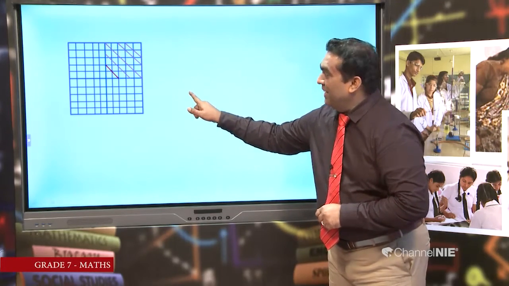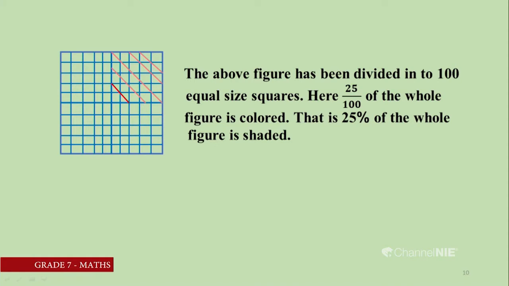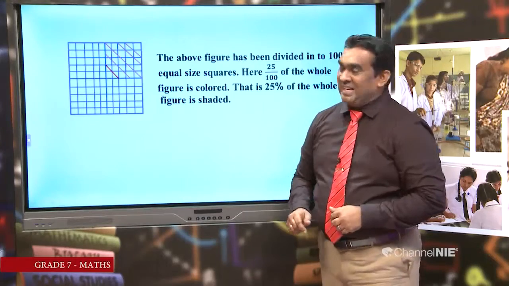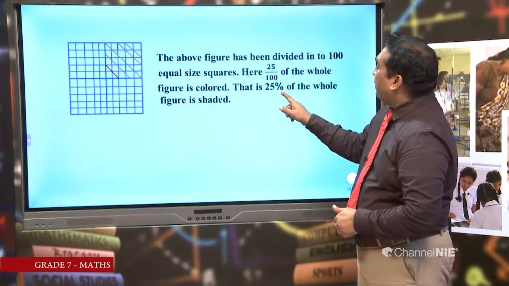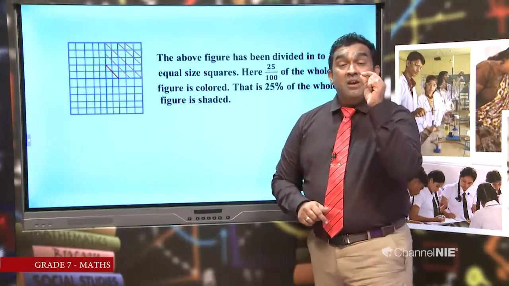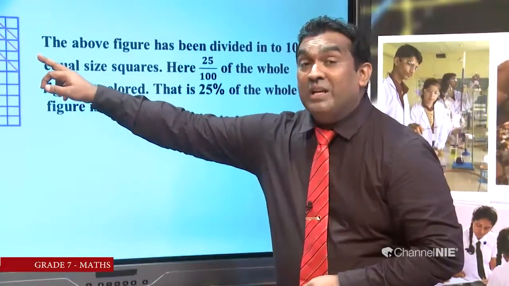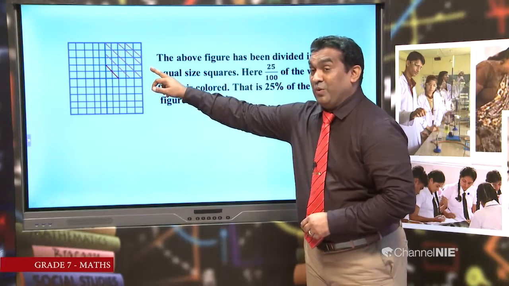Understood that? Then how to convert this one? The above figure has been divided into 100 equal size squares. Here 25/100 of the whole figure is colored. Same region, same figure, but different parts. Here that is 25% of the whole figure is shaded. What is the meaning of 25%? In that region, now you can see 25 parts. 25 parts.